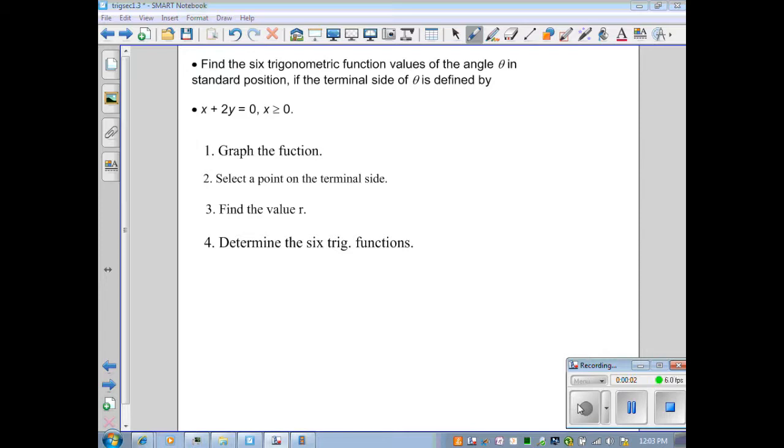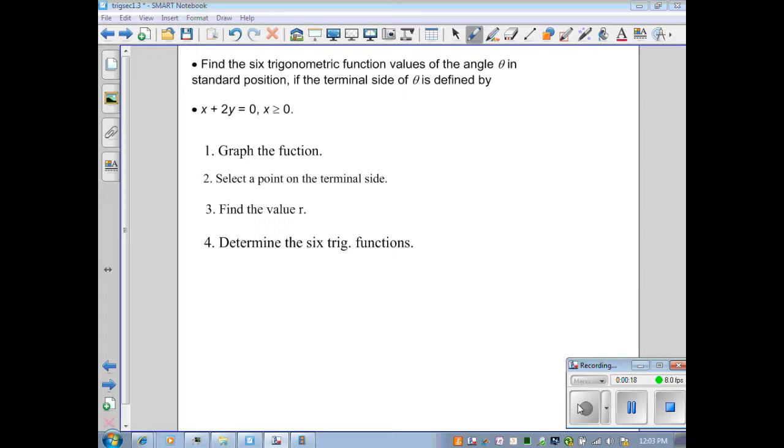Let's take a look at another example. Find the 6 trig function values of the angle theta in standard position if the terminal side of theta is defined by x plus 2y equals 0, with a constraint that my x values are always going to be greater than or equal to 0. So we have to do 4 things here.